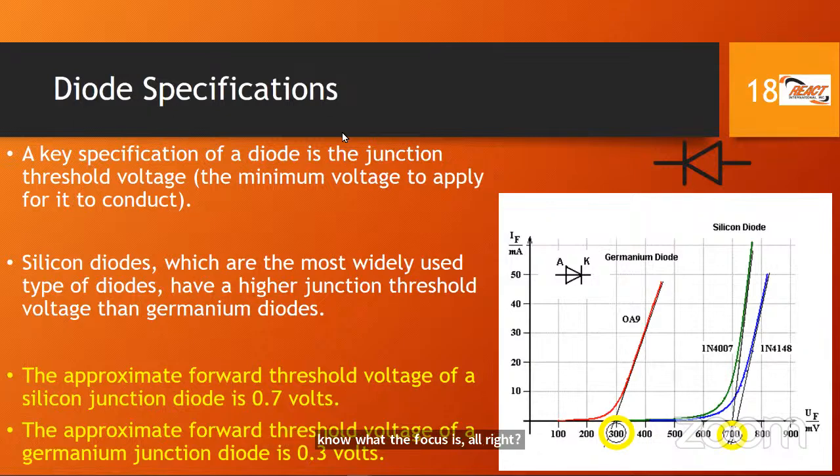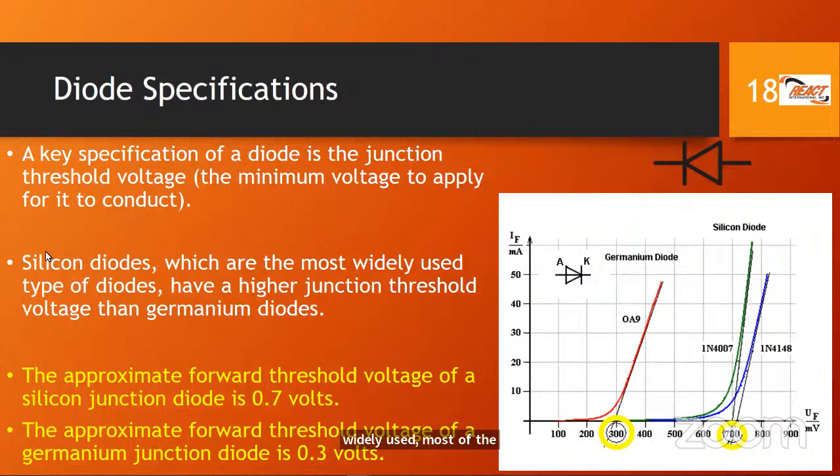So we did talk about it, that there's a key specification about diodes, and it's called the junction threshold voltage. That is the minimum voltage you must apply for it to conduct, or for it to allow the current to flow. So it's the junction threshold voltage, or sometimes called the forward threshold voltage. We need to know that term. And as mentioned earlier, there's a difference between silicon-based diodes and germanium-based diodes, and that's the material that they're made from. The silicon diode happens to be the most widely used. Most of the diodes that you'll find will be based on silicon, but you do have germanium diodes.